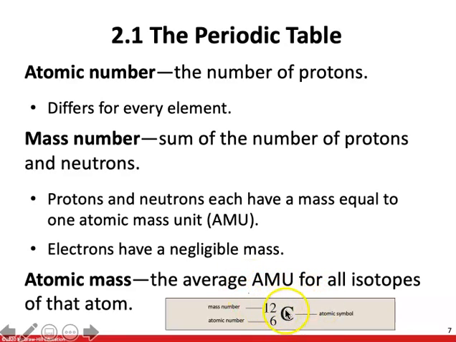Now, since the mass number is going to be the total number of protons and neutrons, we can determine how many neutrons are in an atom if we have the mass number and the atomic number. So here we have the total number of protons and neutrons. Here we have the total number of protons. If we take 12, subtract 6, so if we have 12 protons and neutrons, we subtract 6 protons, we're left with 6 neutrons. This is how we can determine how many neutrons are found inside of an atom.